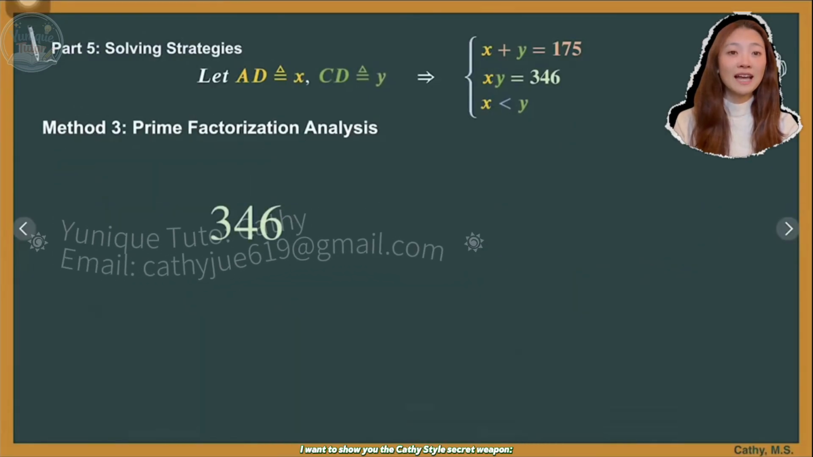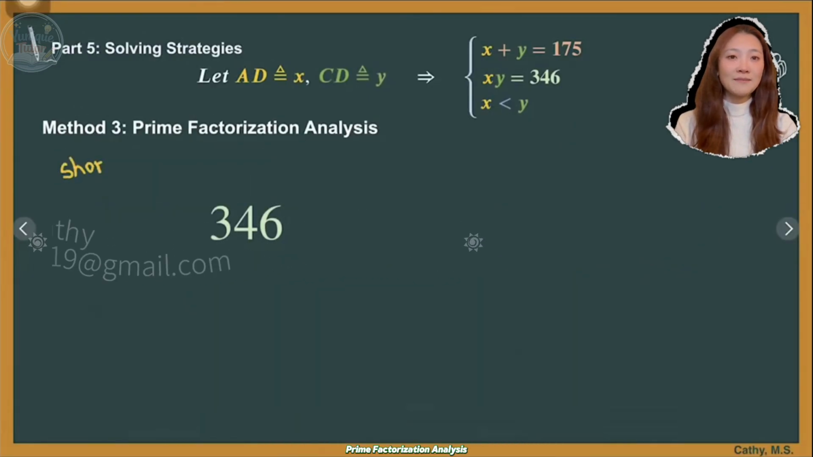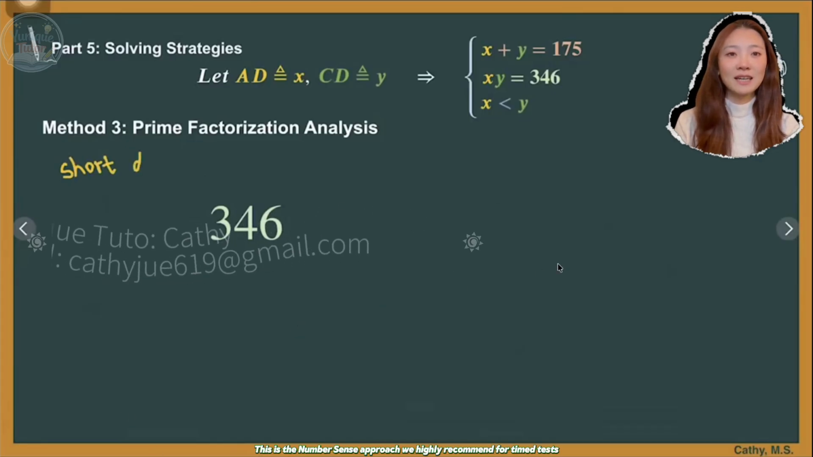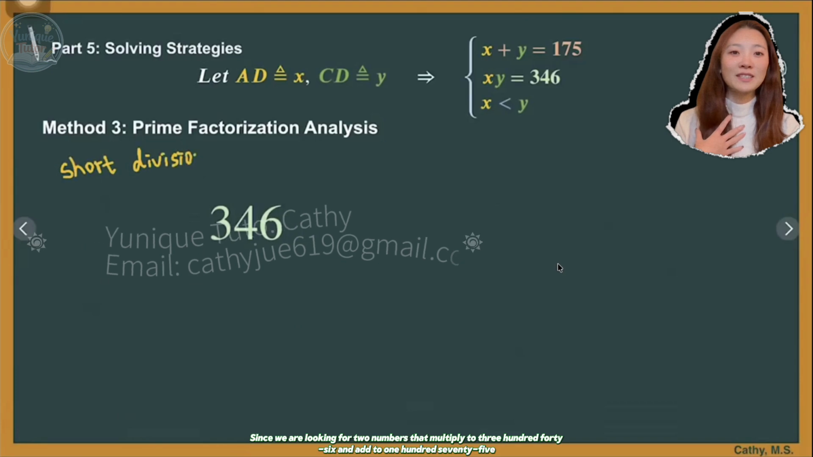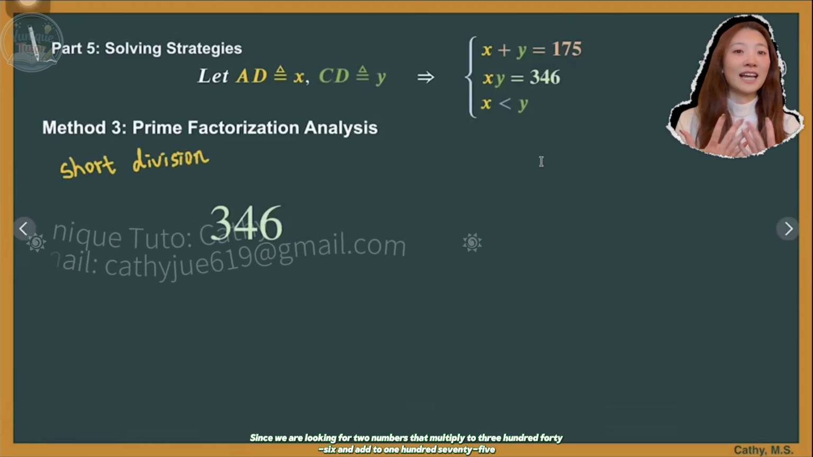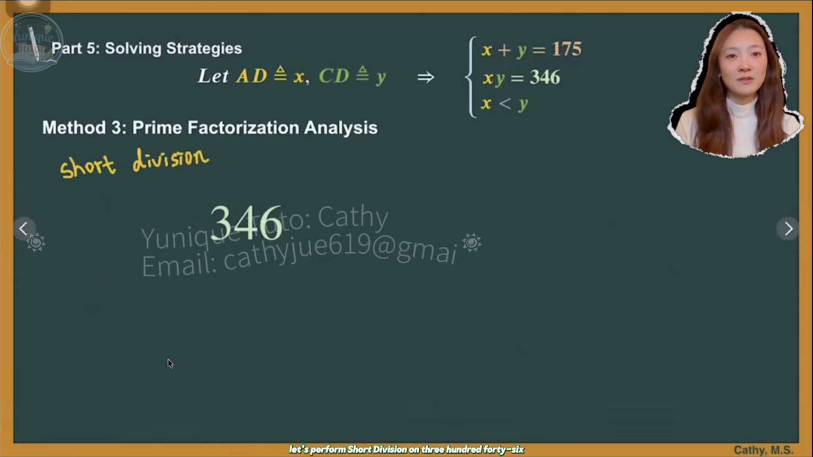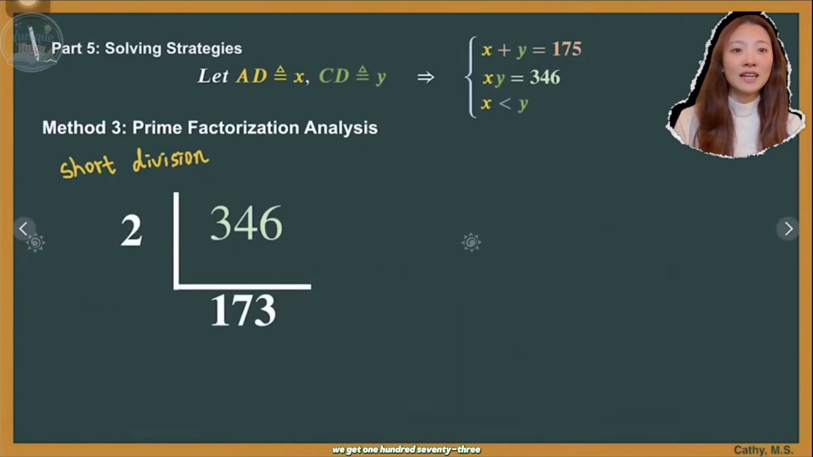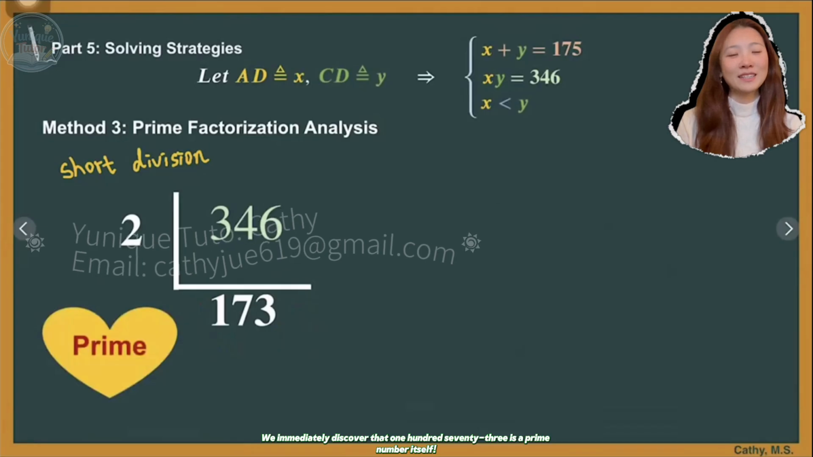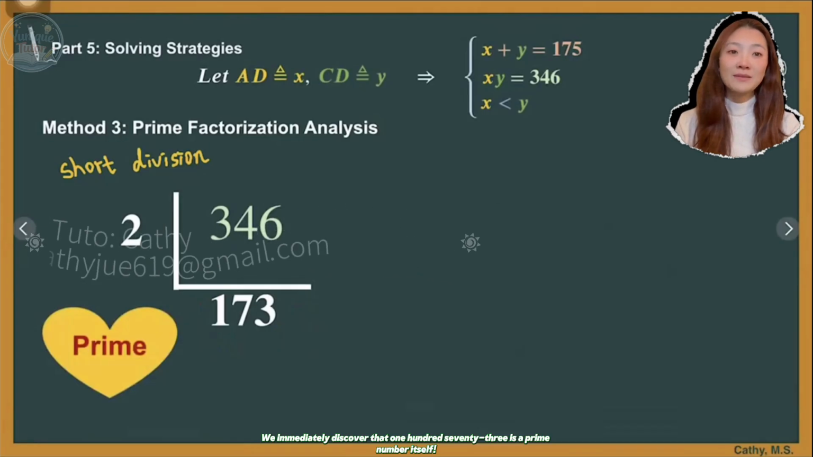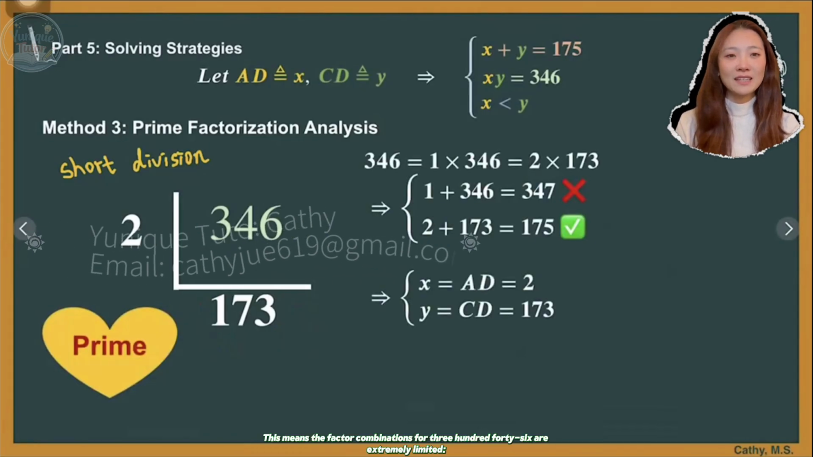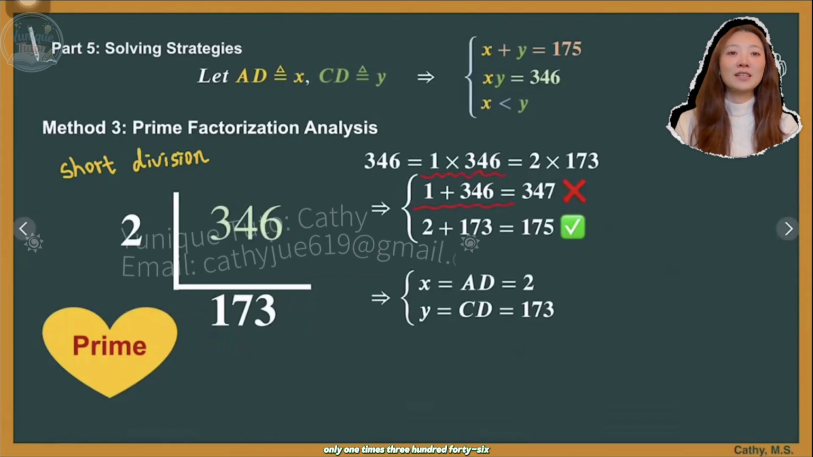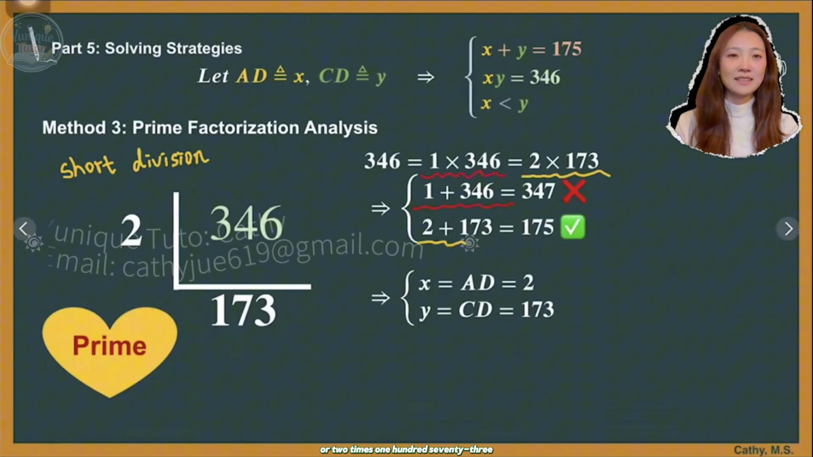Finally, I want to show you the Cathy.L secret weapon: prime factorization analysis. This is the number sense approach we highly recommend for timed tests. Since we are looking for two numbers that multiply to 346 and add to 175, let's perform short division on 346. Dividing by the smallest prime 2, we get 173. We immediately discover that 173 is a prime number itself. This means the factor combinations for 346 are extremely limited. Only 1 times 346 or 2 times 173.